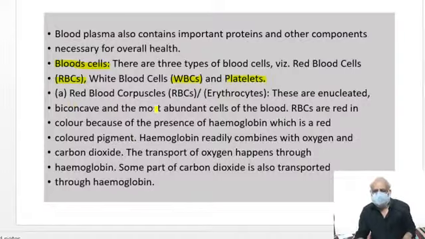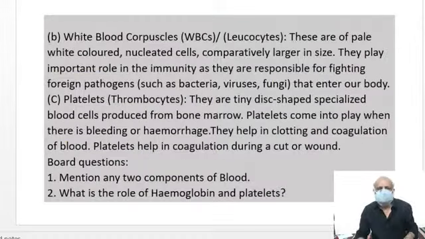What is the function of RBCs? RBC contains hemoglobin, which is a red colored pigment. It readily combines with oxygen and carbon dioxide and transports oxygen and carbon dioxide. As we know, the function of WBCs, they are fighters and maintain immunity of the body.